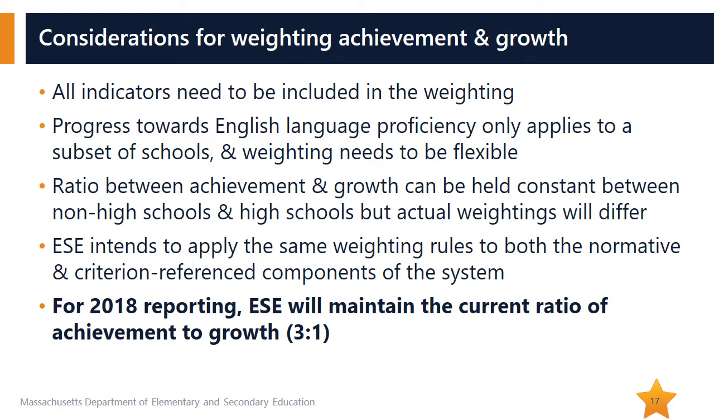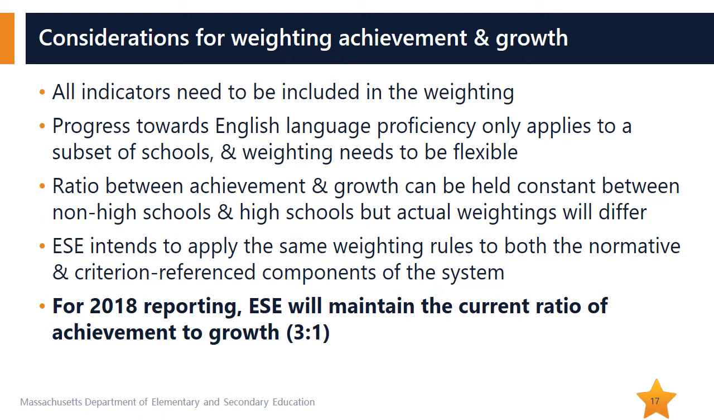There are a few things to keep in mind when thinking about the weighting of achievement and growth. First, all indicators need to be included in the weighting. Additionally, the weighting needs to be flexible so that it can vary slightly between schools that have data for the English proficiency indicator and those that do not. So we can no longer think about the weighting in terms of percentages, for example, achievement being worth 75% and growth being worth 25%. The new indicators in the system require a percentage of the pie.